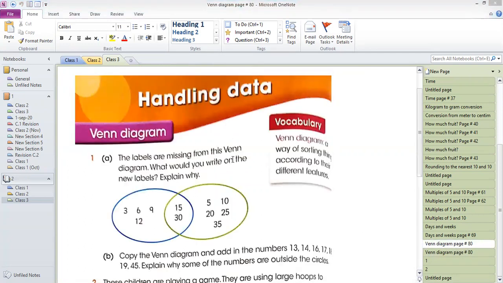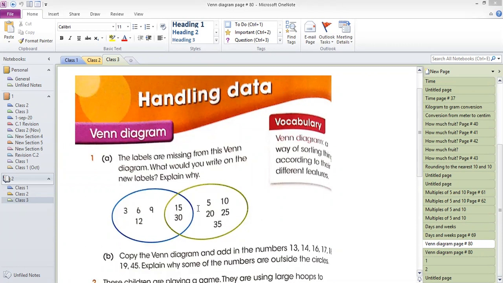The labels are missing from this Venn diagram. What would you write on the new labels? So look at the first circle, 3, 6, 9, 12, 15, 30. Can you give the name of this circle? Multiples of 3. Very good. This is multiples of 3.